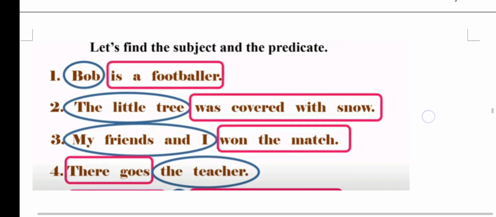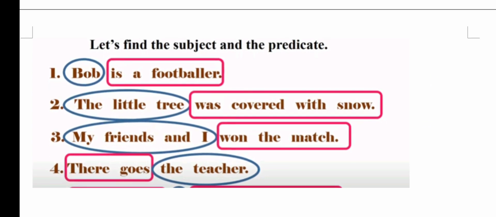Now let's see the first one. See, Bob is a footballer. Bob is the subject and is a footballer is a predicate. As I told you, first you have to pick up the verb and according to that make a question to that verb and then search for the subject. Second also, the little tree is a subject. Then third one, my friends and I is a subject. And fourth one, the teacher is a subject.